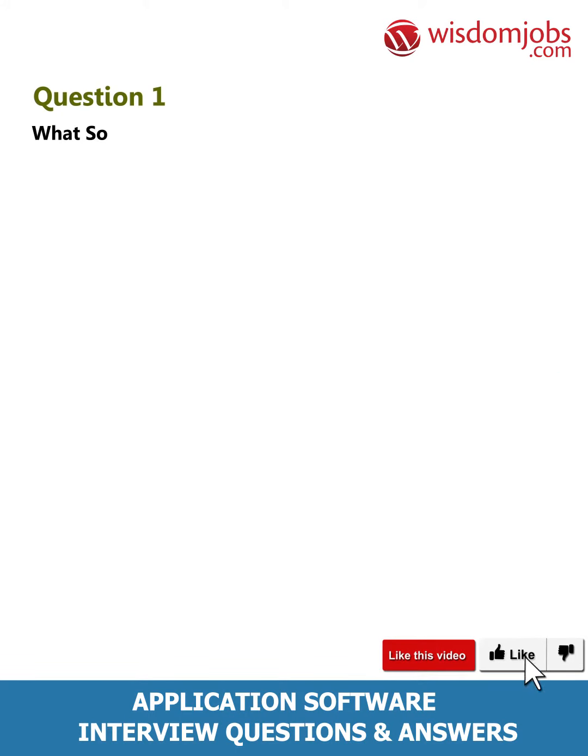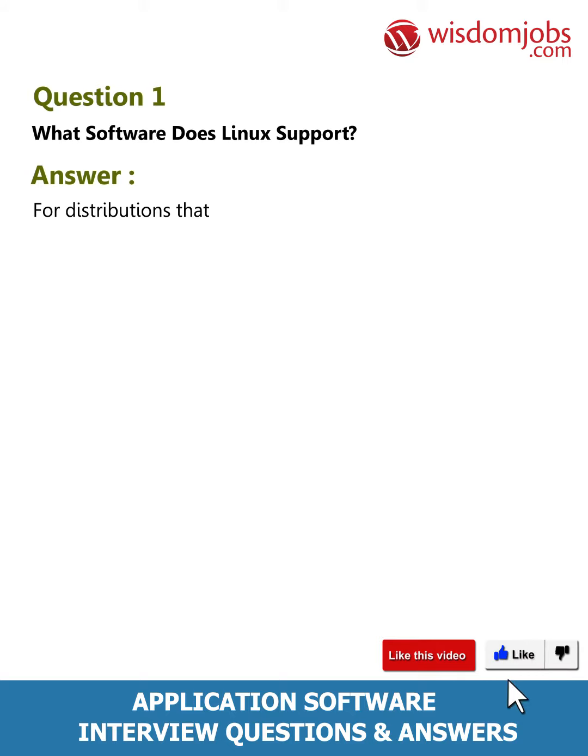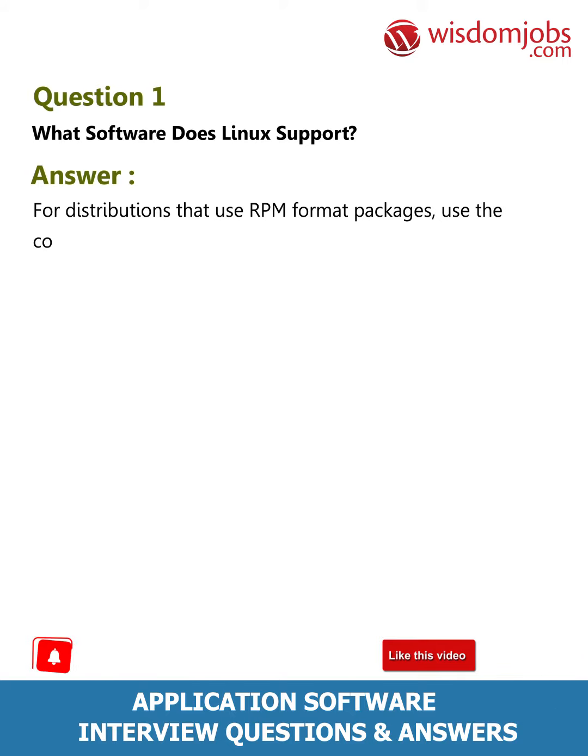Question 1. How to determine what packages are installed on a system? Answer. For distributions that use RPM format packages, use the command $ rpm -qa.